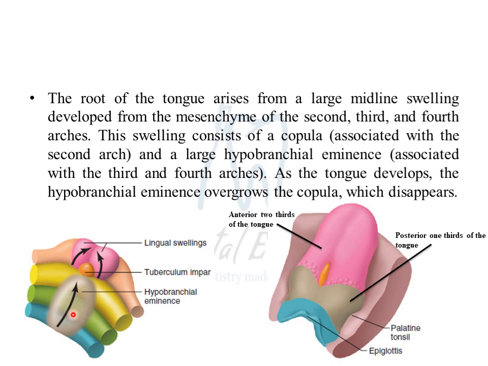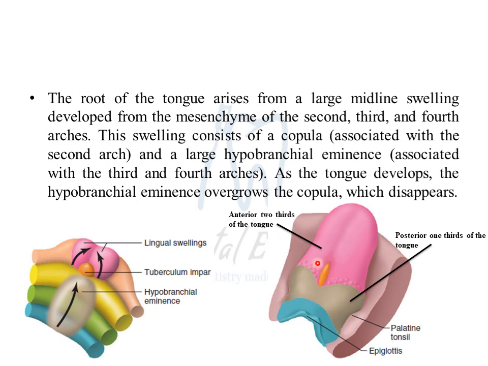in the formation of the posterior one-third of the tongue, whereas a small area of the fourth pharyngeal arch and partially the second pharyngeal arch is involved in the formation of the posterior one-third of the tongue. So majorly the large swelling, the hypobranchial eminence, is involved in the formation of the posterior one-third of the tongue, in addition to the small swelling known as the copula, which originates from the second pharyngeal arch. So these two swellings, the copula and the hypobranchial eminence, help in the formation of the posterior one-third of the tongue.